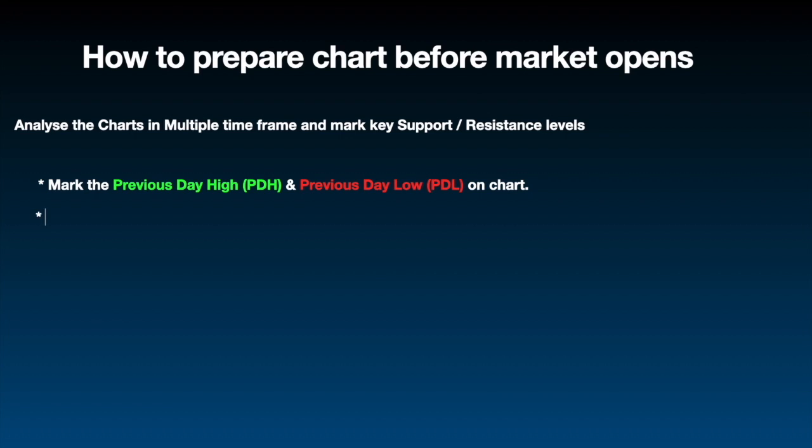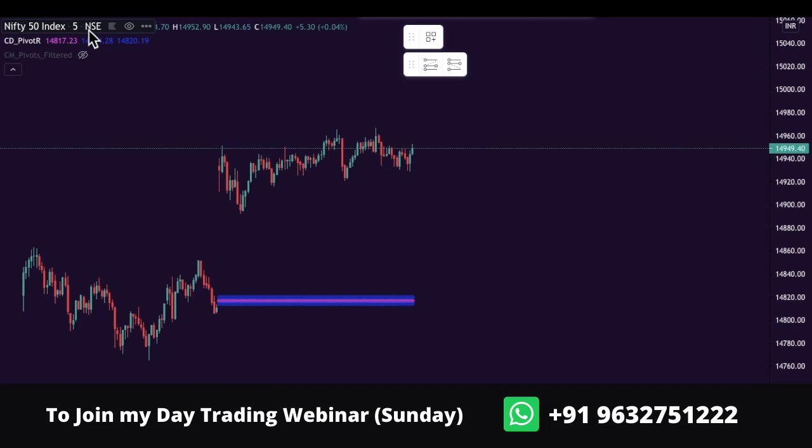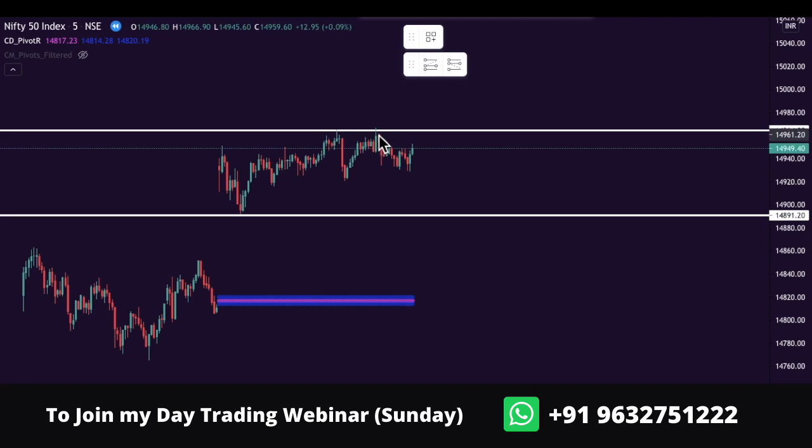The next important level which we mark on a chart is virgin CPR. Now you can see here this is a chart of Nifty 5 minutes time frame. The first important level I told you we need to mark is previous day high and low. So if you look at this chart, this level is previous day low, right? Now this level is the highest point of the day. This is previous day low and previous day high.